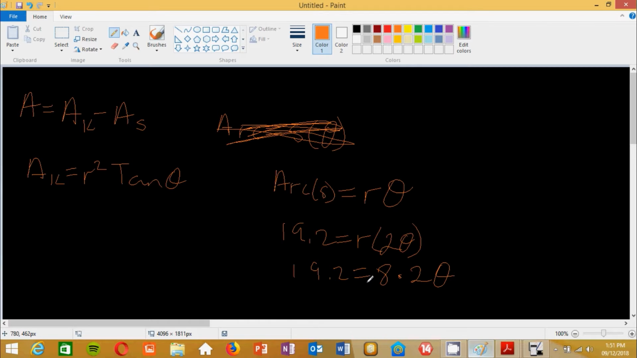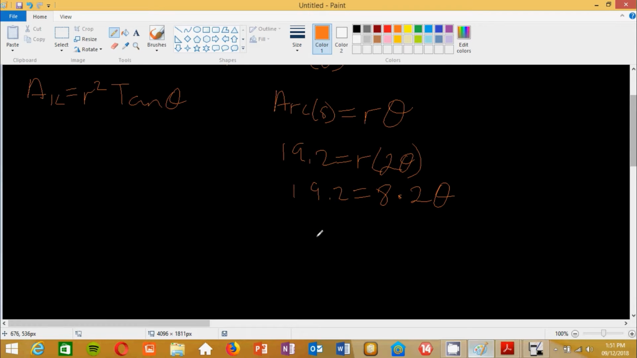The rest is algebra here. You can solve for theta, because the rest is algebra, and you will get theta as 1.2 radians. Remember, in this topic we're dealing with radians. So theta is equal to 1.2 radians. Now I have my theta and I have my r, because r is equal to 8.